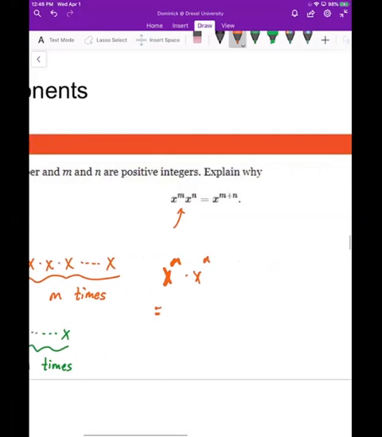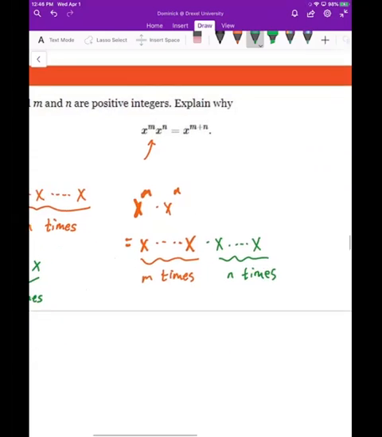we're going to get m x's and n x's. So how many x's do you have total? Well, you have whatever m plus n is. Right, and another way we could say that is that this is just x to the m plus n. So that's the idea: if you're multiplying two numbers with the same base, you add their exponents. That's the equivalent definition, right?